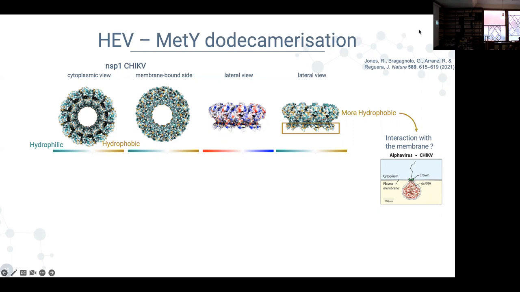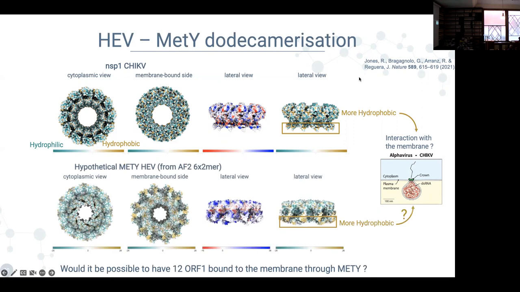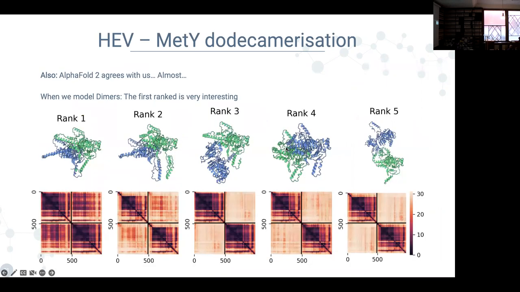And when we look at our dodecamer, a quick dodecameric model that I made by aligning copies of the same protein on the NSP1, we have the same hydrophobic interface. So we also think that this dodecamer can bind the membrane. But it wasn't enough. We didn't want to just make copies of the protein on this reference structure to have a model. So we tried to model the dodecamer.